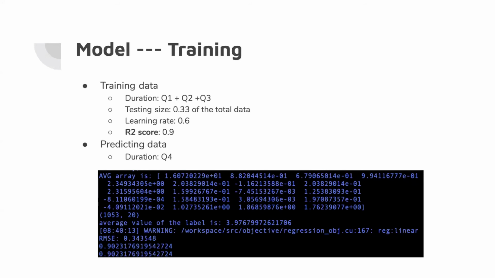And after that, since the training model is good enough, we use this model to predict the data. We put all the data in Q4 in to do the prediction.